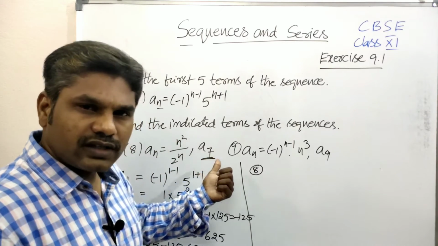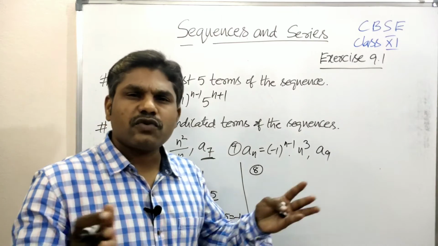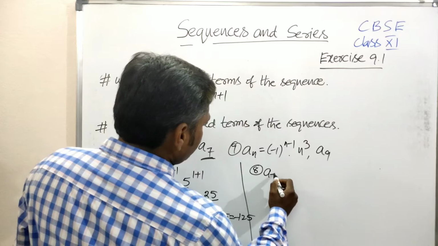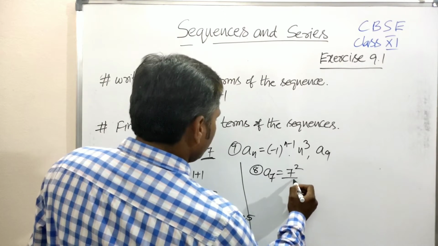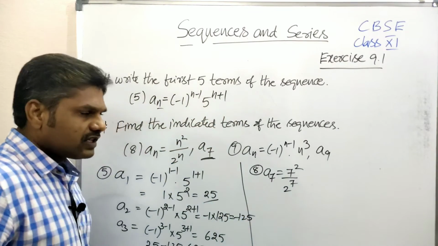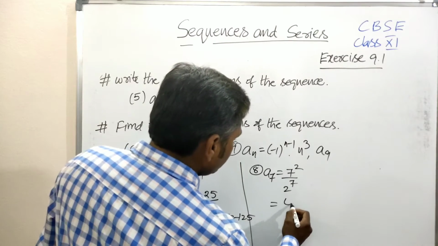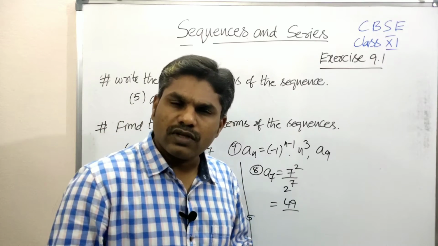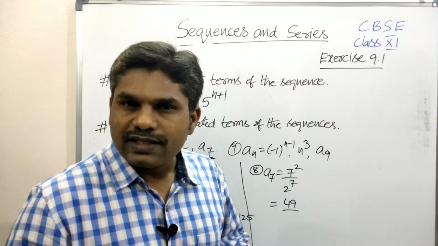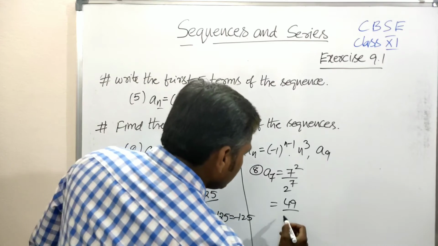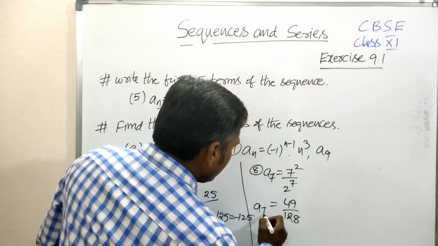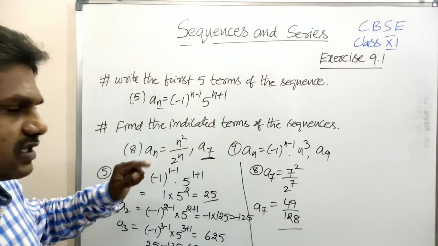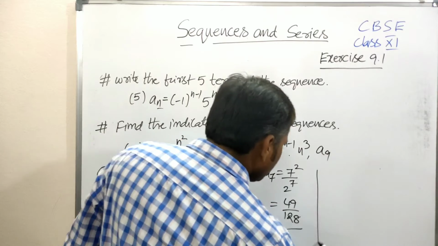Now I have to find a7, which means substitute n = 7, then you will get your required seventh term. a7 is equals to 7^2 / 2^7. 7 squared is nothing but 49, and for 2^7, 2^5 is 32, 2^6 is 64, 2^7 is 128. So this is 128. So a7 means the seventh term of the sequence whose nth term is given. Okay, coming to the ninth problem.